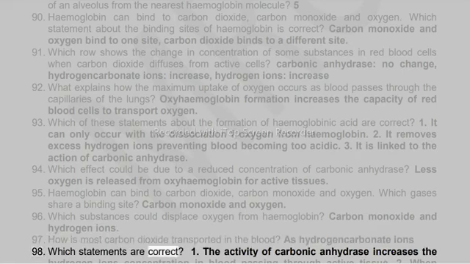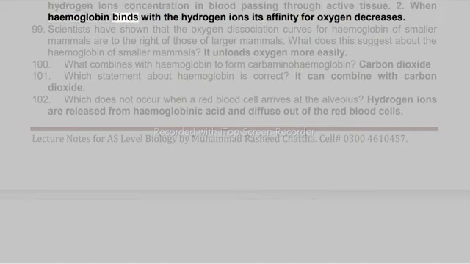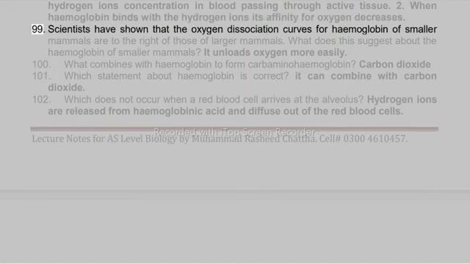98. Which statements are correct? 1. The activity of carbonic anhydrase increases the hydrogen ion concentration in blood passing through active tissue. 2. When hemoglobin binds with the hydrogen ions, its affinity for oxygen decreases.